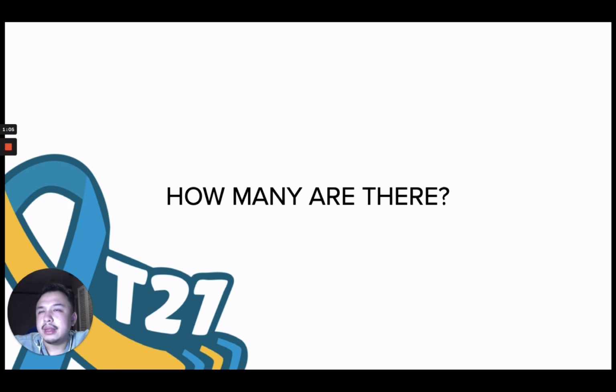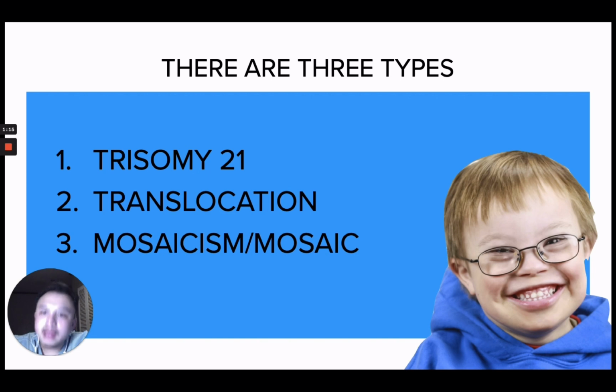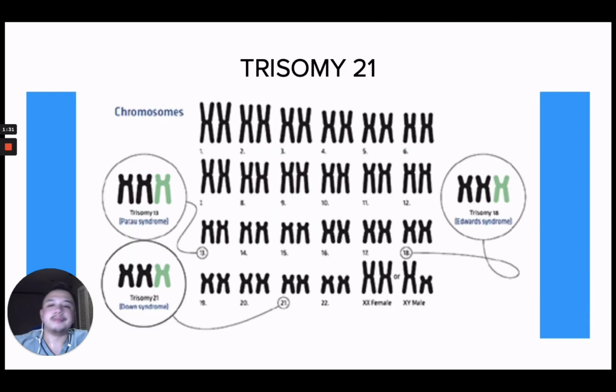People maybe think there are just like two, but actually there are three. There are three types of Down syndrome, and these will be namely number one, trisomy 21, second would be translocation, and third would be mosaicism or mosaic Down syndrome. Okay, so these are the three types, right? So we'll be discussing them one by one, and we will begin with trisomy 21.